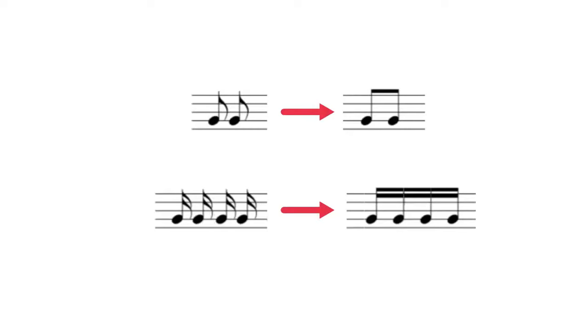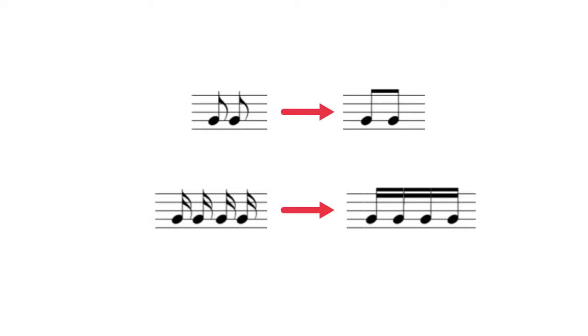If we have a series of notes that are played in quick succession, it would be uneasy to read each note separately. That's where beams come in. Beams are horizontal lines that connect notes to indicate that they are played as a group. For example, here's a series of quaver notes without beams. It should be written like this. A series of semiquaver notes should be written like this.